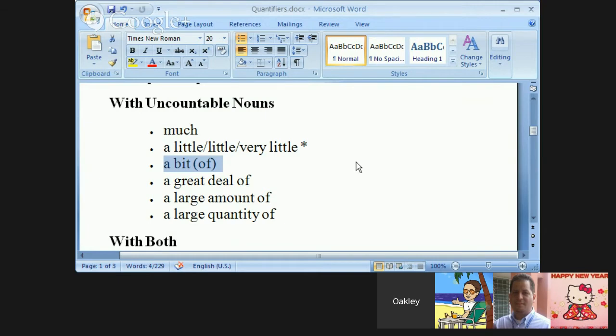Javier, try a bit of. Now it's going to get more difficult because we've already used money and time. Can you use it with a different uncountable noun? With money, with the word money? No, not with money and not with time. See if you can think of another uncountable noun. Okay, I ate a bit of steak. Very nice. Good one.